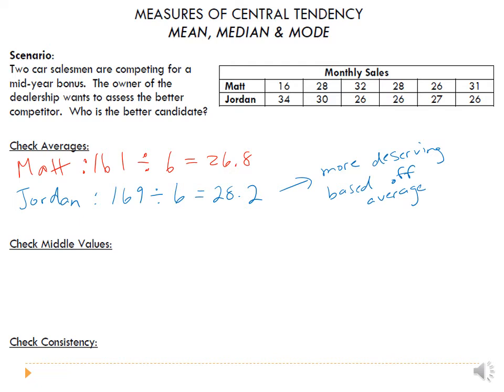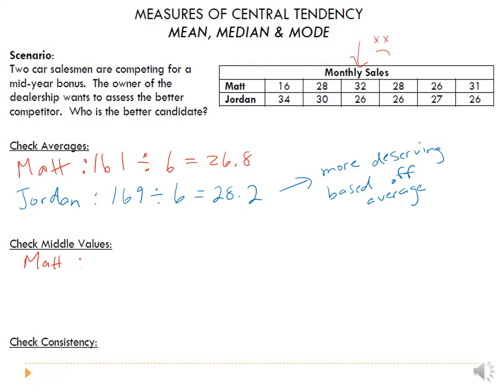Now we're going to check the middle values. I'm going to try to keep it color coded. When you're finding the middle values, you don't just look at the middle number, meaning we're not just going to look right here and say that's the middle. They have to be in order from smallest to largest.